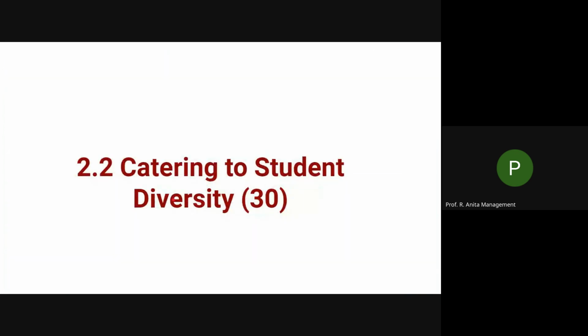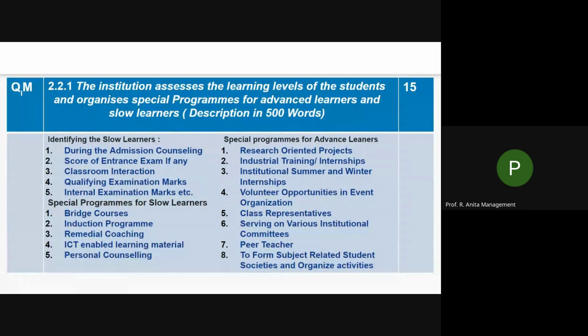Now, let us go to 2.2, catering to student diversity, which is 30 marks. Now 2.2.1 is a qualitative metric. This is a very important metric which carries 15 marks, where you have to describe in about 500 words how you are going to identify the slow learners and how you are going to identify the advanced learners.